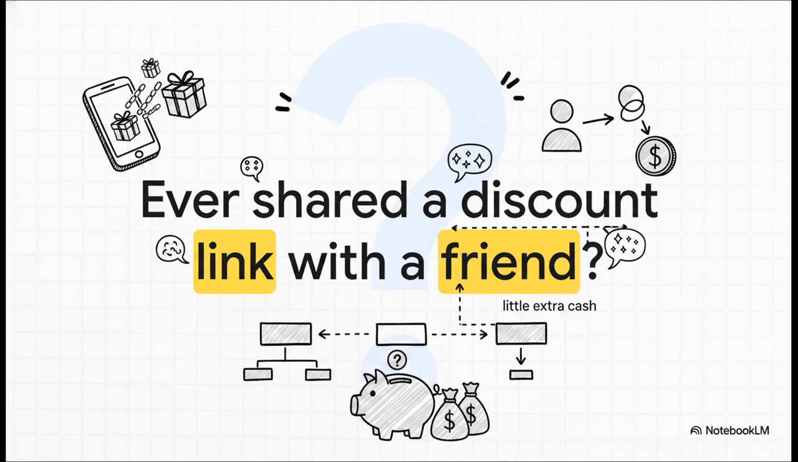So think about it for a second. Have you ever texted a friend a discount link for a cool new clothing brand? Or maybe you sent them a special invite code for a banking app like Revolut so you both could score a little extra cash. If you have, well, congratulations. You are actually an active participant in a multi-billion-dollar digital infrastructure. But what is literally happening behind the scenes when you hit send?